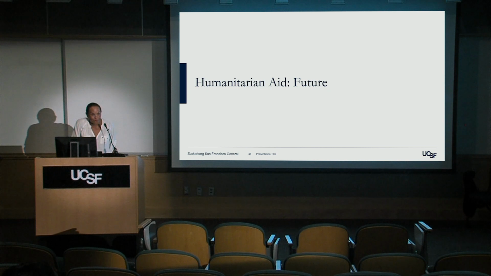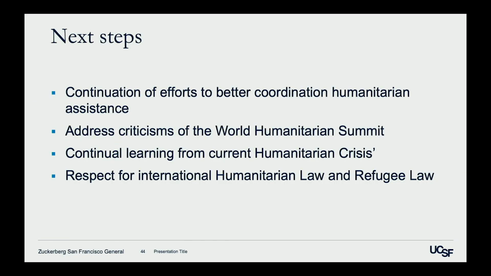So humanitarian for the future is a lot of what I've talked about already and the questions that you guys have asked. So we need to continue efforts to better coordinate humanitarian assistance. We need to address the criticisms of the World Humanitarian Summit, continual learning from current humanitarian crises, what has been good, what's not been good, and how can we fix it, and respect for international humanitarian law and refugee law, and hold these nations accountable to protect the people that they're hosting.